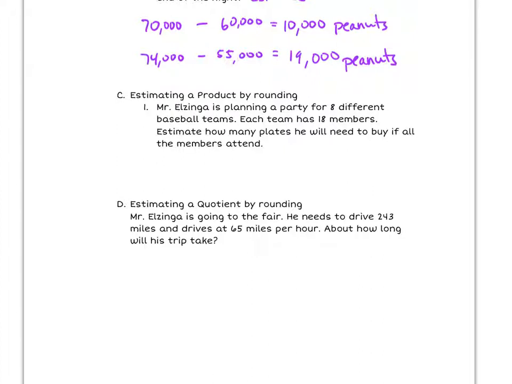So Mr. Elzinga is planning a party for 8 different baseball teams. Each team has 18 members. So I want 1 plate per person. We'll assume that. So 8 different baseball teams, 18 people on each team. So let's estimate. I want at least 1 plate, so we can't underestimate, we have to overestimate. What would you round these numbers to? 10. So the 8 we'd make 10, and the 18 we'd make 20.